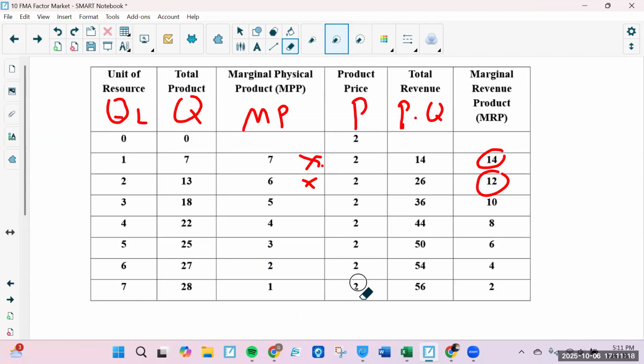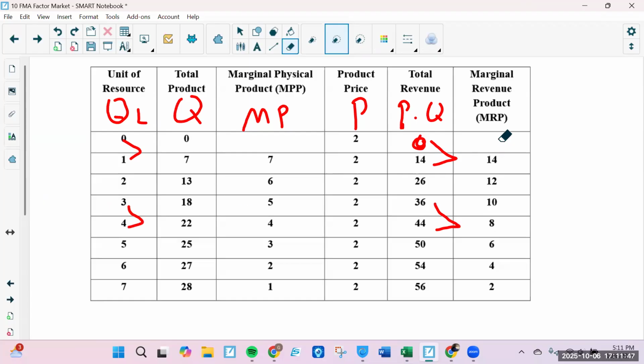The price doesn't change. But the other way you can calculate it, which is actually the best way to do it because you'll always get the right answer, is the change in total revenue. So the total revenue was 0 when we had 0 workers. 14 minus 0 divided by the change in quantity of labor, which is always 1 over here. So this would be 14 minus 0 divided by 1 minus 0. Down here, it's 44 minus 36, which is 8, divided by 4 minus 3.